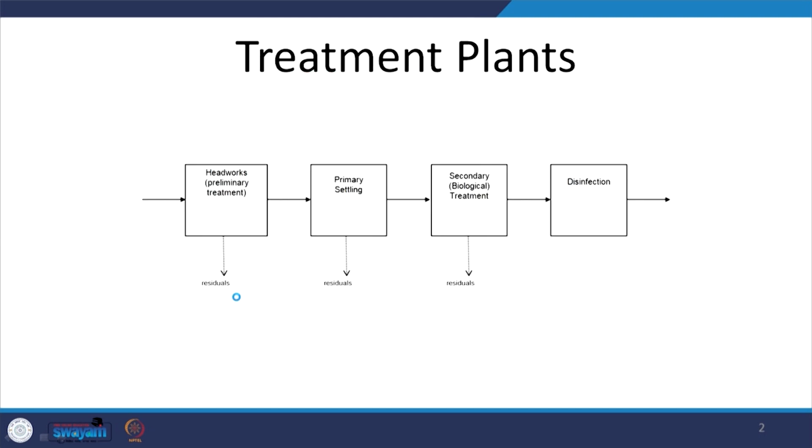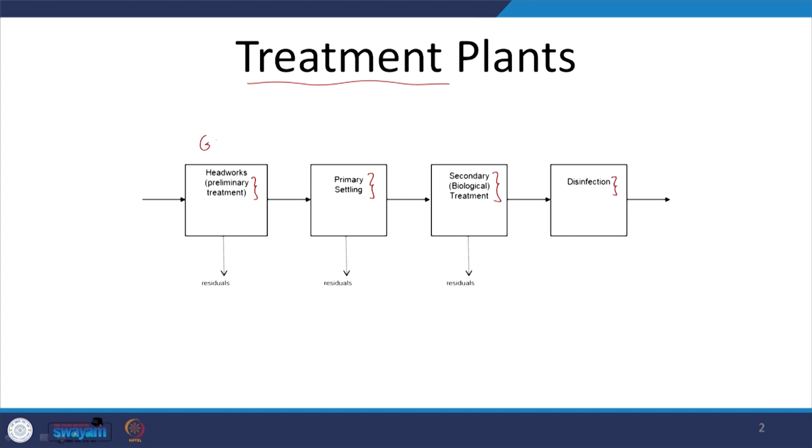Let's see which of the unit processes in our treatment plants correspond to each of these relevant particles or parameters we just discussed. So here we have 4 major classifications of unit processes. One is the headworks, or the preliminary treatment. The other one is primary treatment, or primary settling. The second one is called secondary treatment, or the biological treatment, and the last one is disinfection.